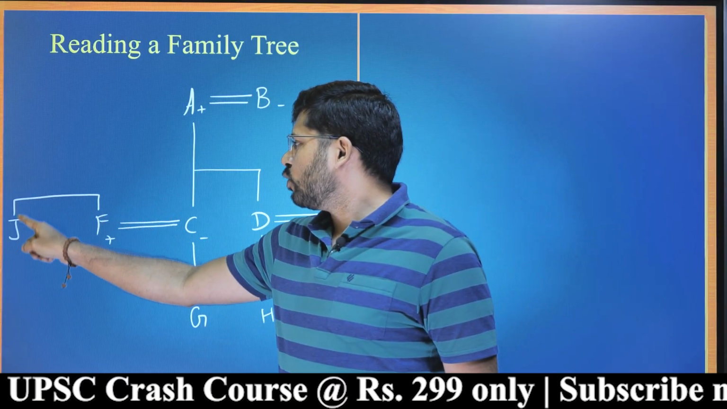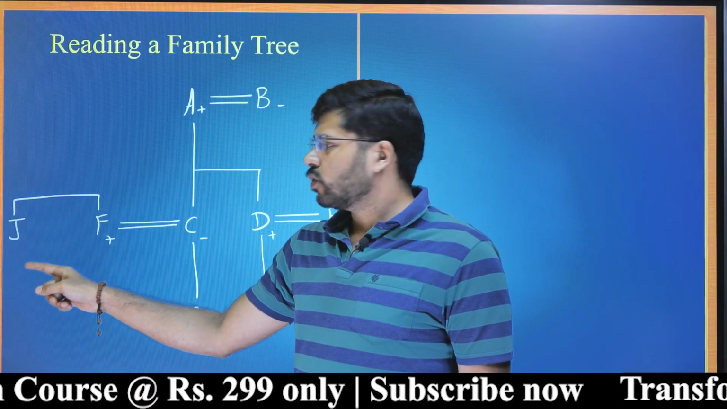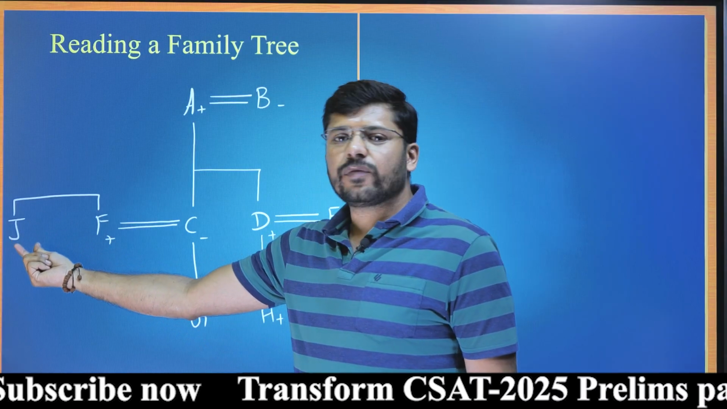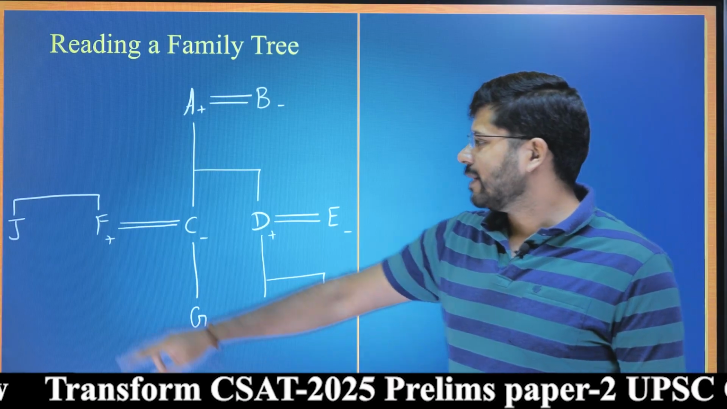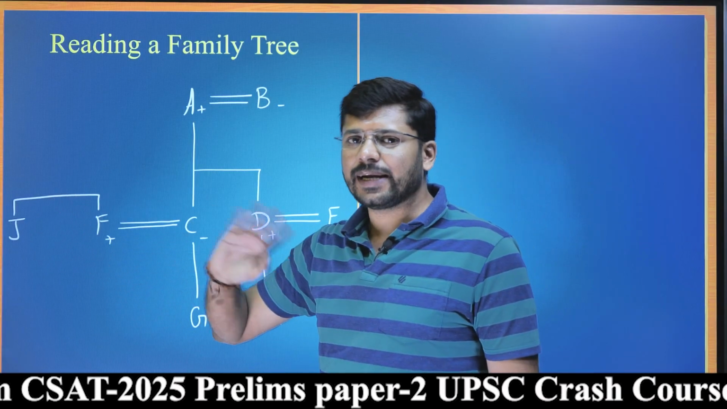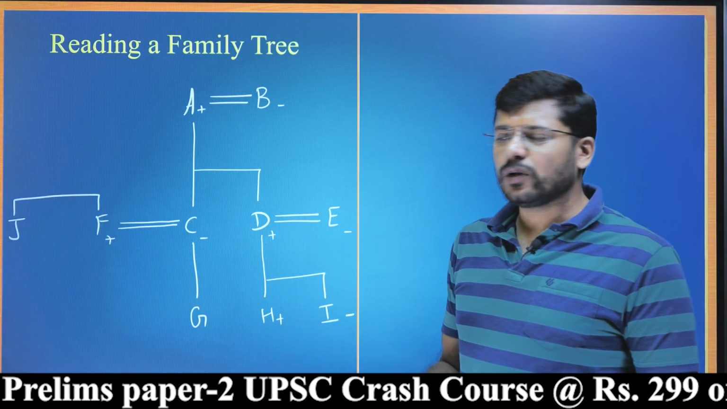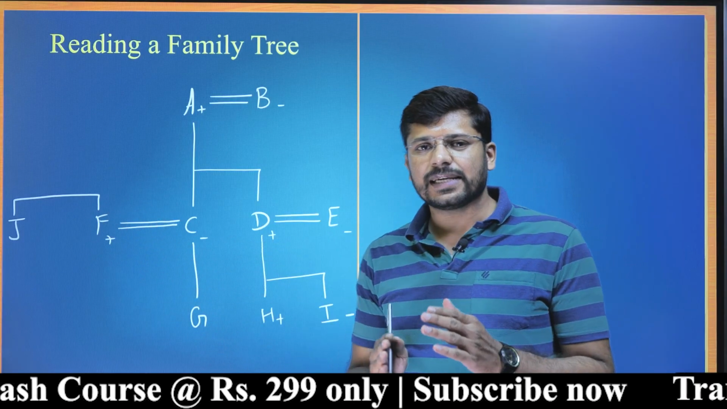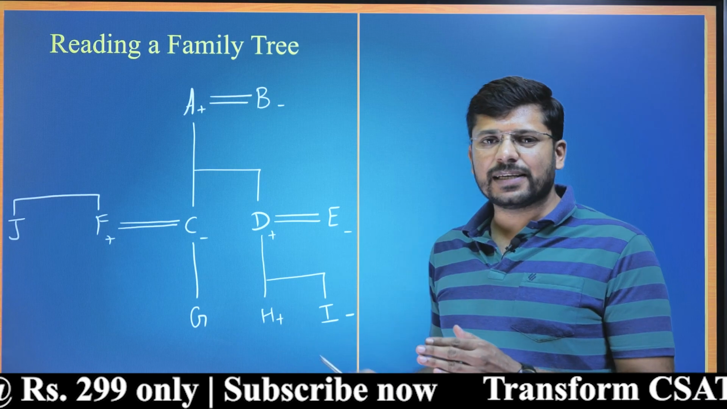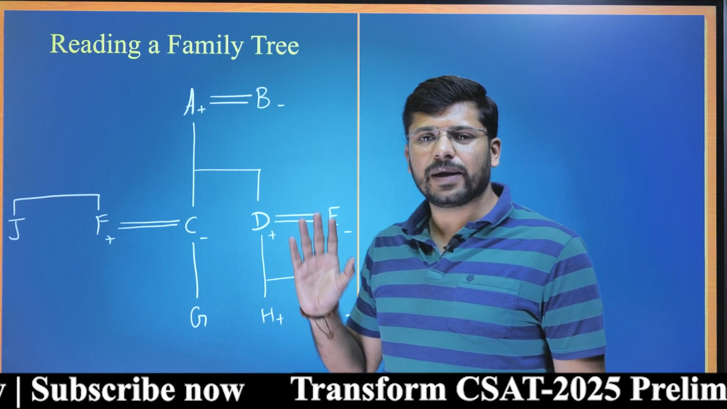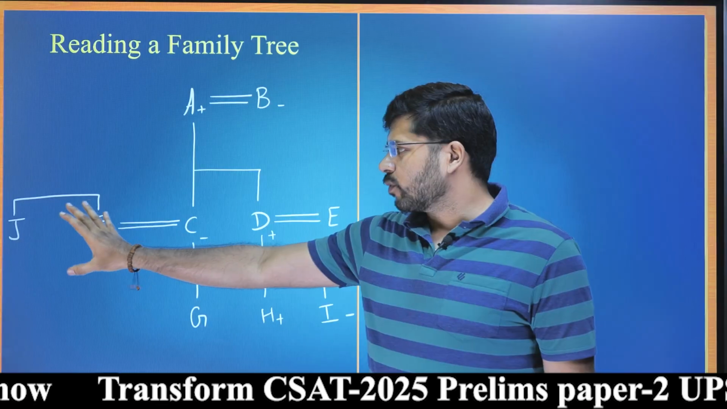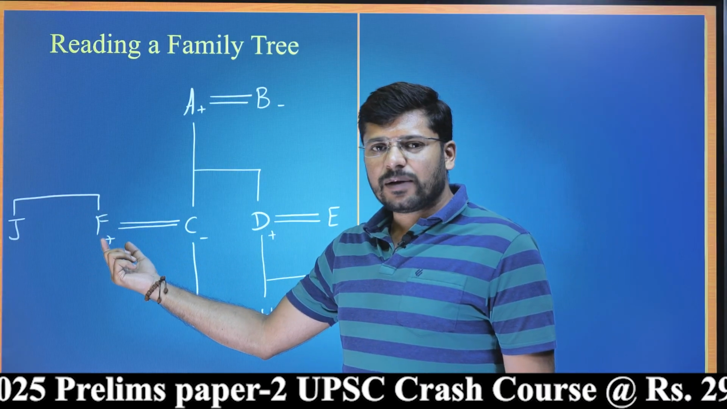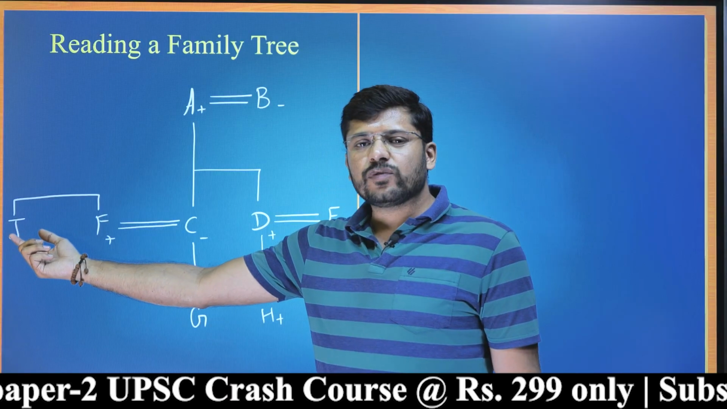Then, there is an inverted U between J and F. So, J and F are siblings, where F is the brother. But we do not know if J is a brother or a sister, because there is no plus or minus sign here. So, that is a possibility. In your actual examination, you will encounter such cases. You will understand it better when we start answering the problems. But just understand what this diagram is telling us. It tells us that F is a brother, but we do not know if J is a brother or a sister.